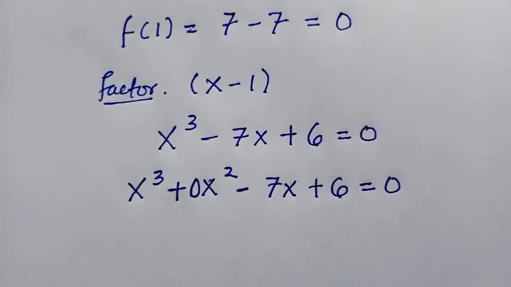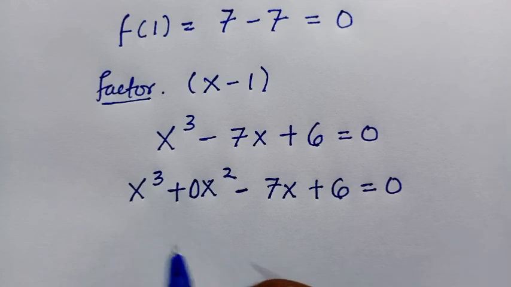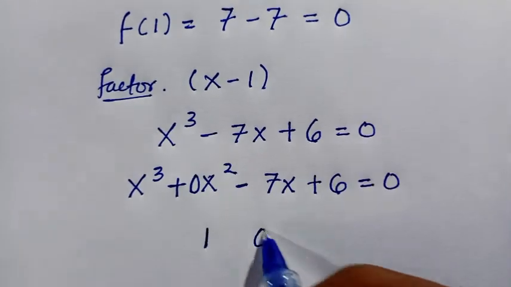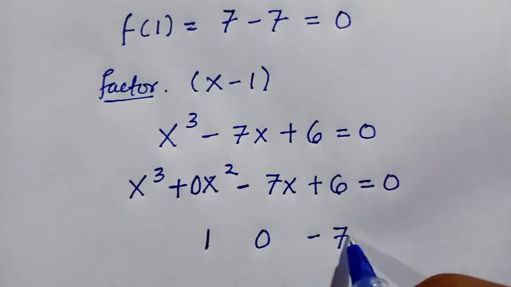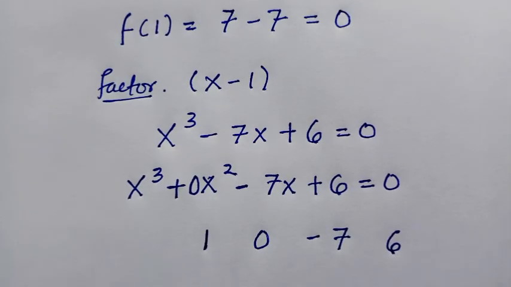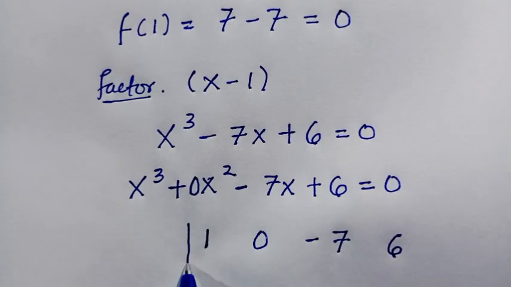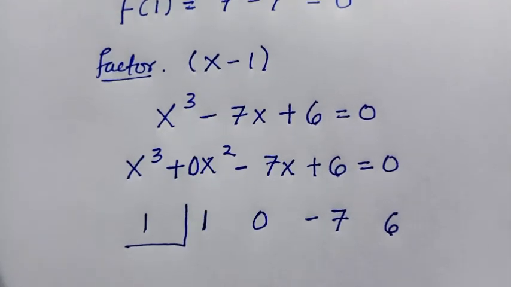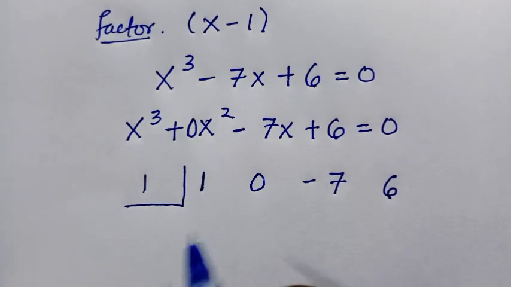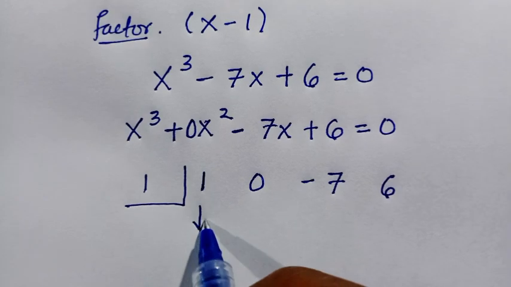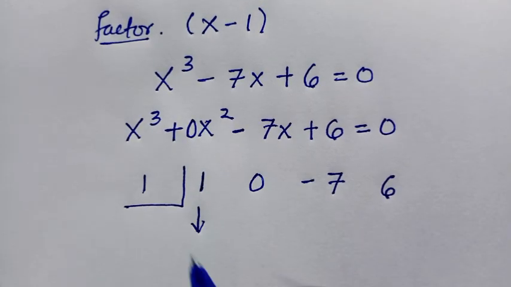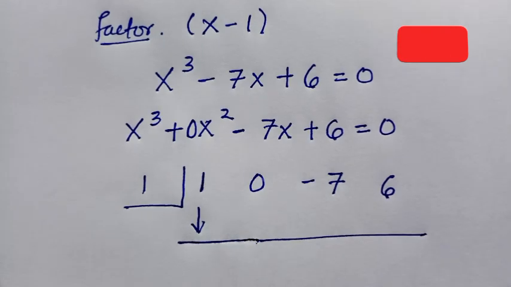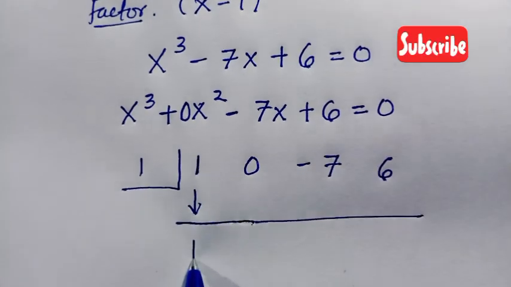Then from here I can take out the coefficients. For this one we have x equals 1, and here is 1, 0, minus 7, and 6. We have already gotten one of the roots, which is x equals 1. Since this is the first value, there is nothing to multiply, nothing to subtract, and nothing to add, we rewrite it as it is.